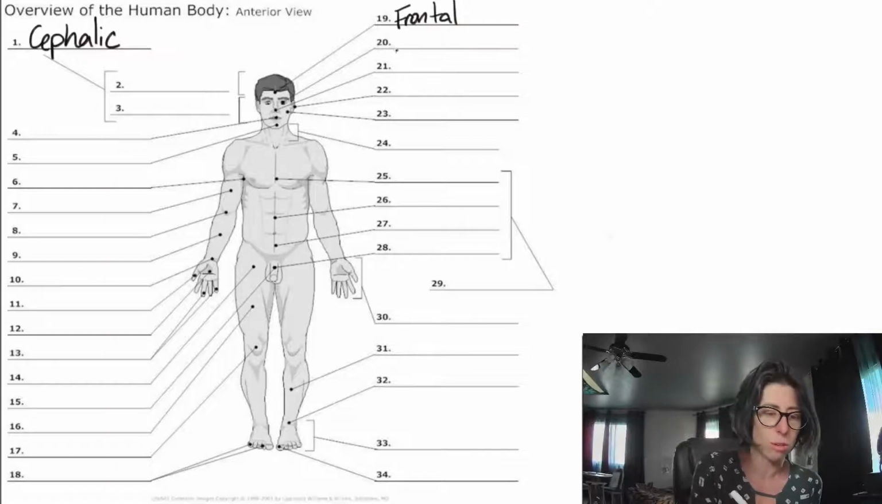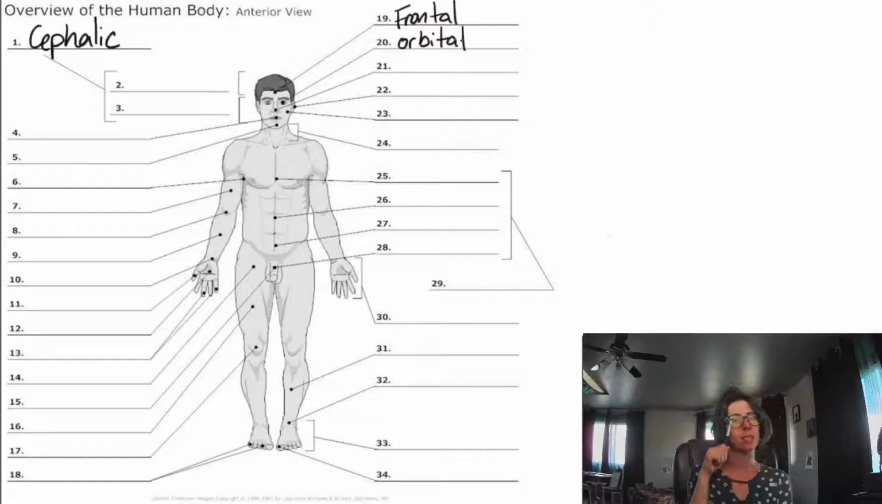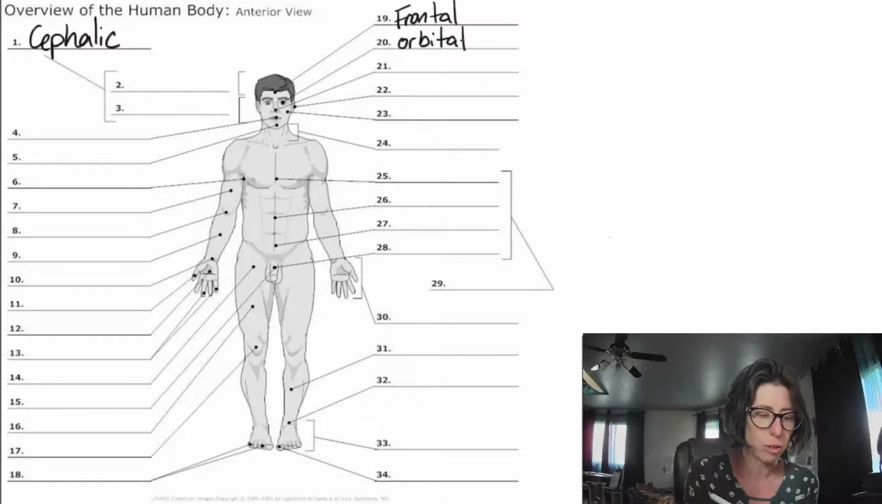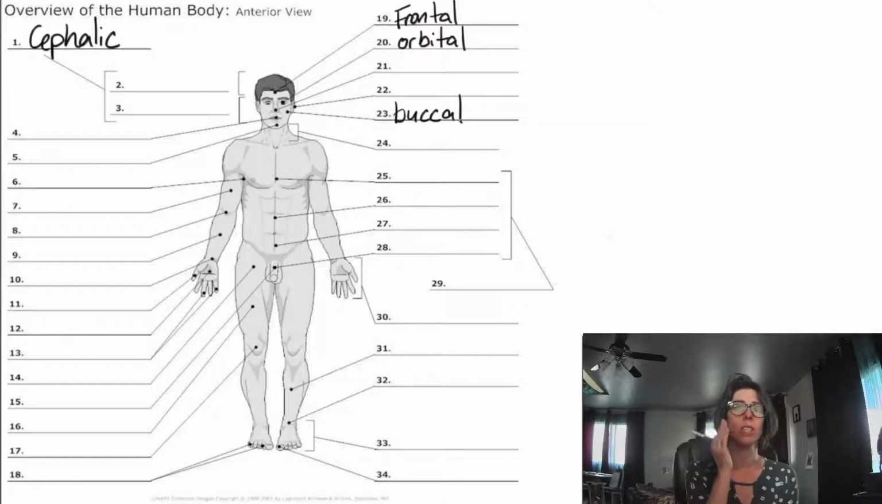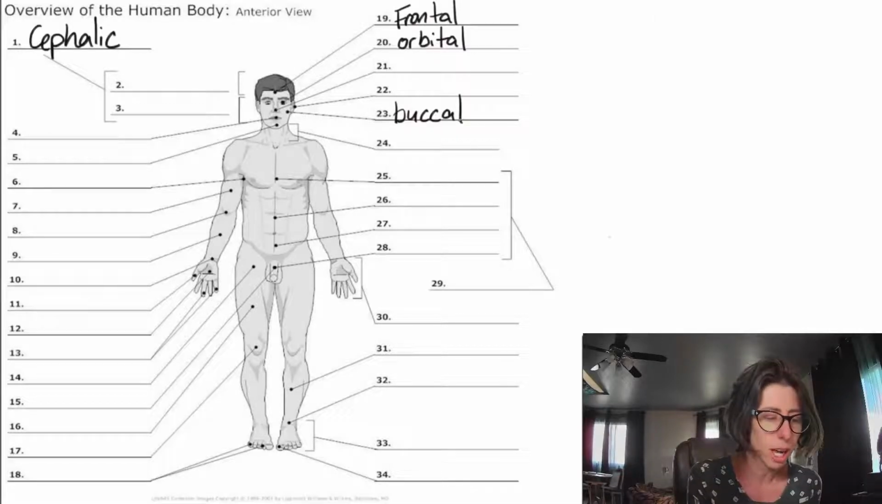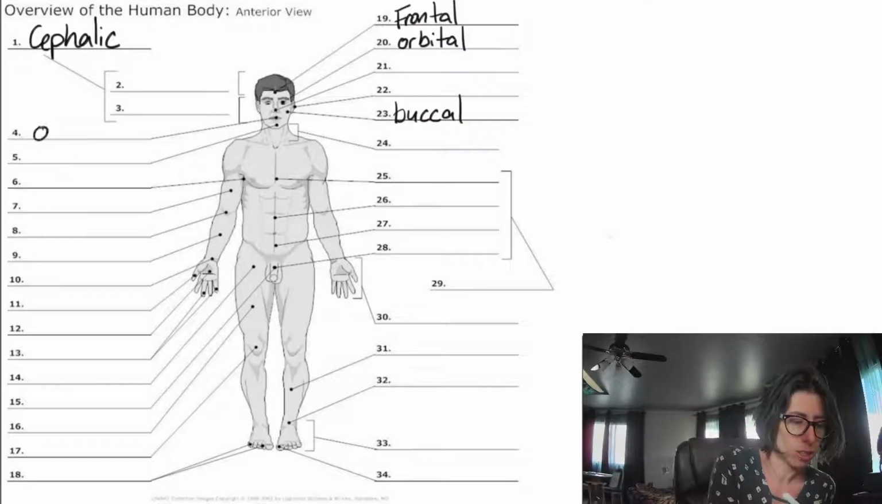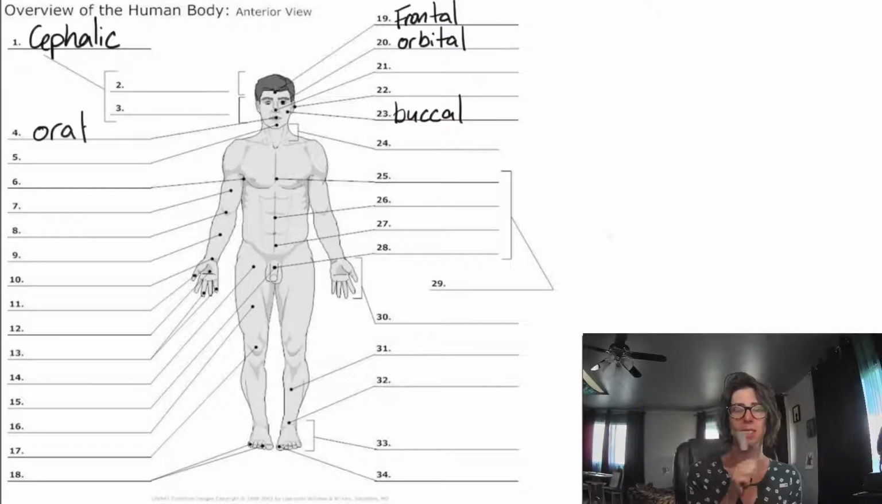And then we have orbital region. That's your eyes. Your eyes are your orbits. The way I remember that is, eyes are spheres like planets, and planets orbit around the sun, right? Or the moon is also a sphere, also orbits around the earth. So that's how I remember that your eyes are your orbital region. Let's see, how about buccal? Your buccal region is your cheeks. Oral, that's easy, right? It's your mouth. So oral region is your mouth.